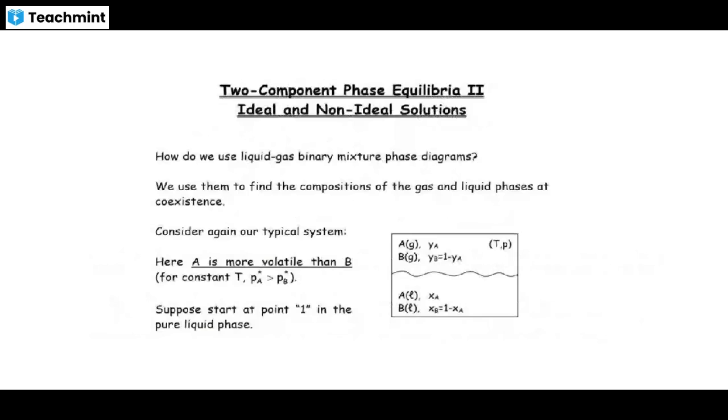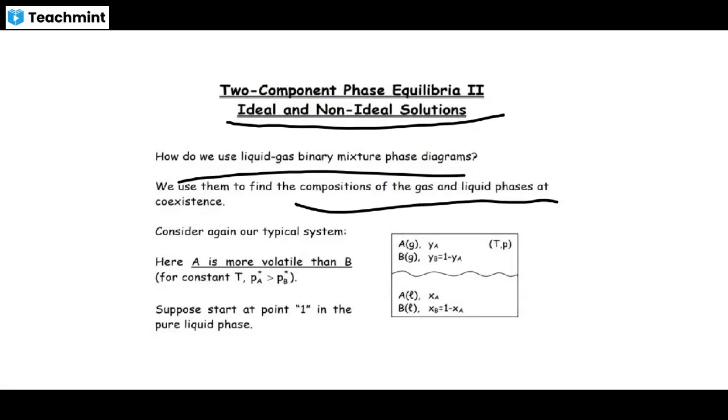Okay, two component phase equilibria, ideal and non-ideal solution. How do we use liquid phase binary mixture phase diagrams? We use them to find the composition of the gas and the liquid phases at coexistence. Consider again our typical diagram. A is more volatile than B. If you take A liquid and B liquid, and A is more volatile than B, then the partial pressure of A is greater, because A is more volatile. Then there is more gas, a greater amount of A than B.